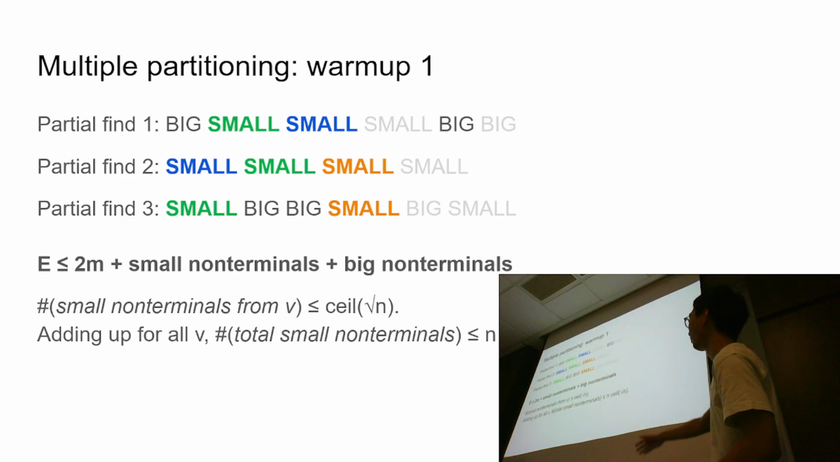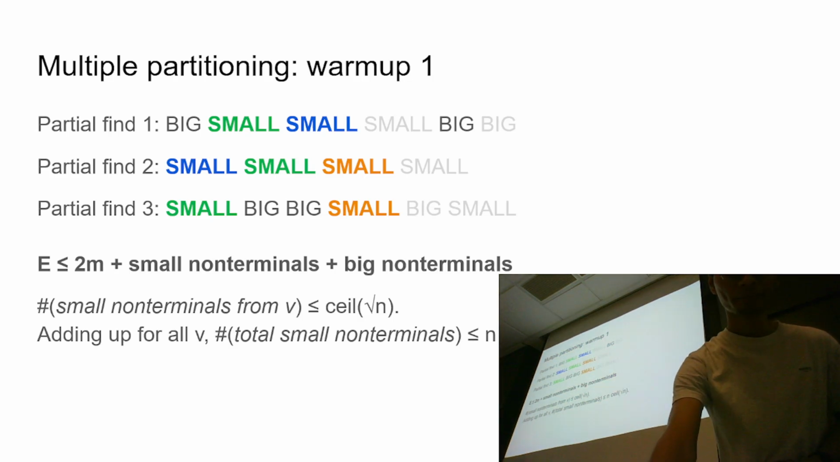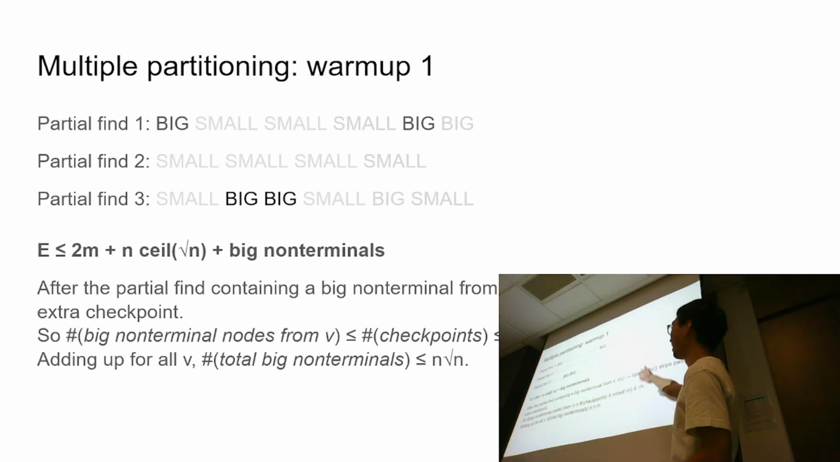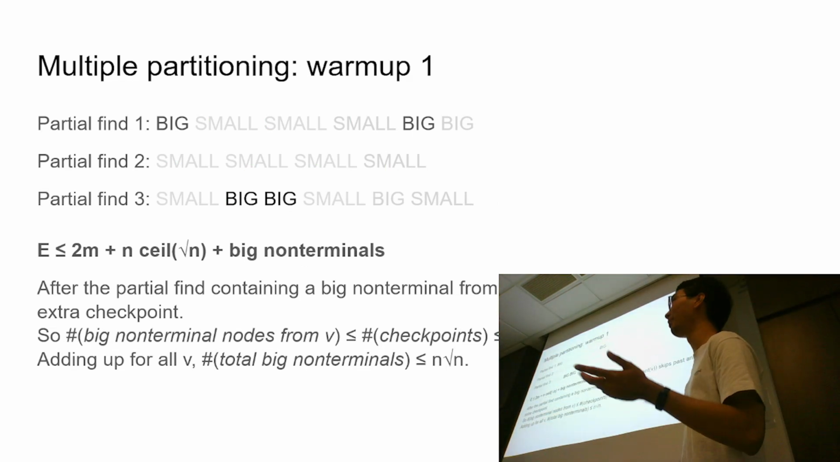So we can upper bound the number of small non-terminals from a given node. And if we consider all the nodes, it will become n ceiling square root n. So now we just have the big non-terminals to worry about. But the principle is quite similar.